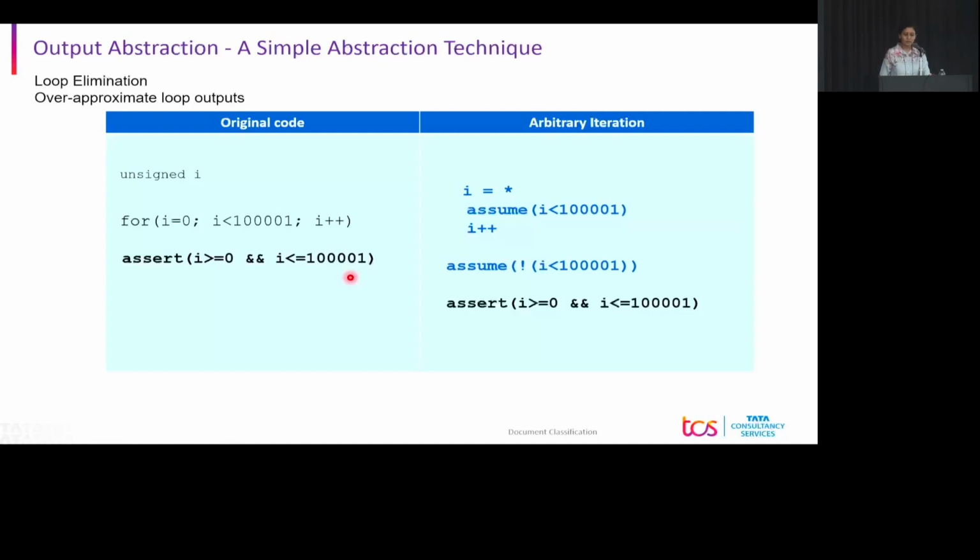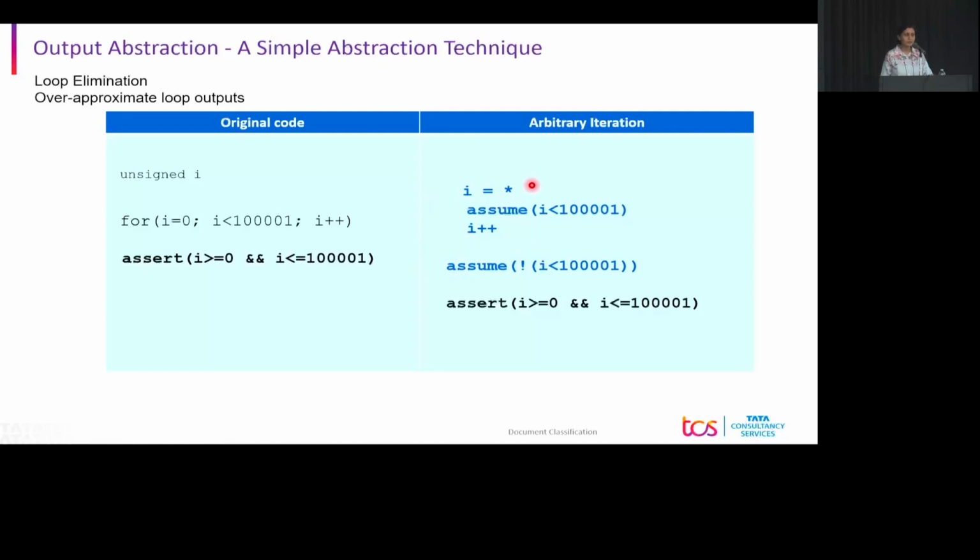So we said that we are going to over approximate the outputs. How are we going to do that? First, how do we get rid of the loop? We non-deterministically assign a value to I. Now it can have more values than whatever is possible in the original program. And then we are going to assume the loop condition, that is, I is less than 100,001. And then we do an I++.